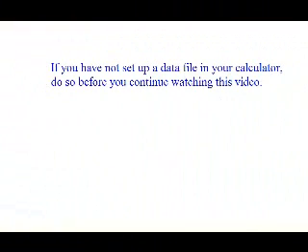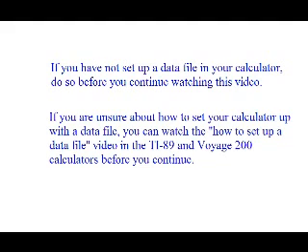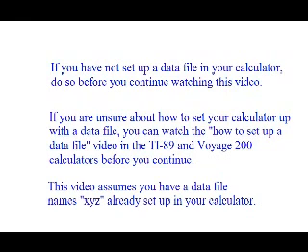Okay, in a previous video we went through a process of setting up a data file for your calculator. If you haven't done that, please do so before you continue with this video. It'll be more helpful if you can follow along with your data file. And if you're not sure about it, again, go to that video, how to set up a data file using the TI-89 and the Voyage calculators, and do that before you continue here. And so we're going to assume that you've got your data file set up and it's named XYZ. That's the name I'll be showing you in this demonstration.